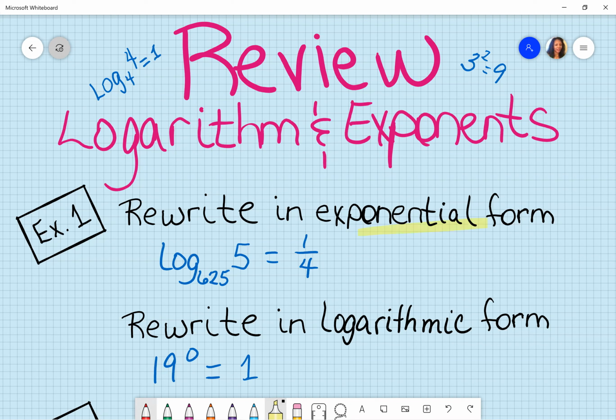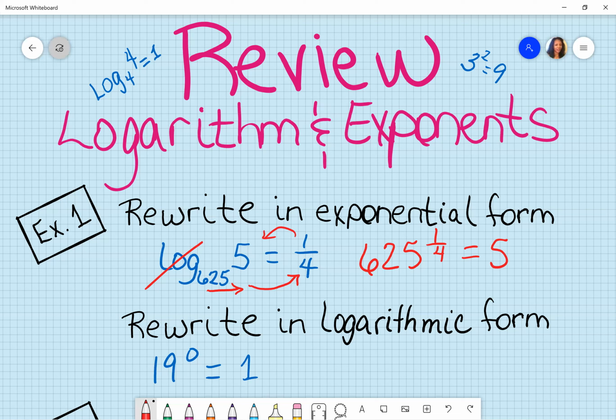It's already shown with a log, so we're just going to take that log away and start. Since the log is on the left-hand side, we're going to go from left to right and take that base, and this time we're just going to make it a bigger number. Then we're going to go to the opposite side of the equal sign. That's our new exponent, and then back over to the other side of the equal sign. So that is going to look like this.